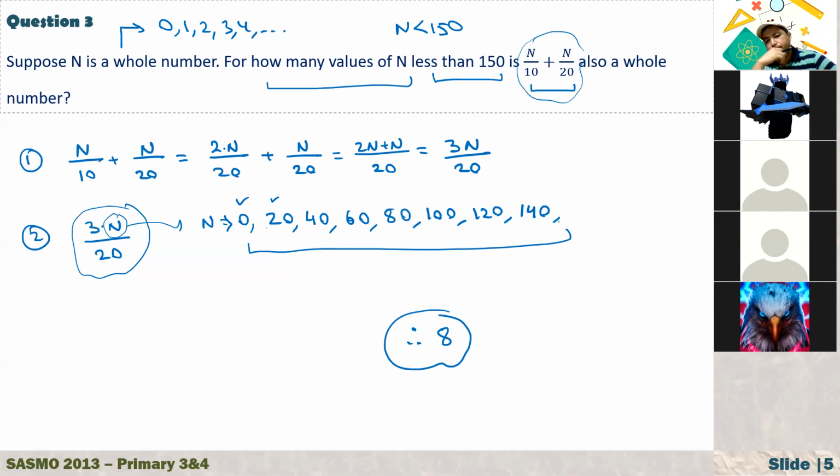No. Which part you didn't understand? The first part. You did n, then you got 2n over 20 plus n over 20. Why did you put 2n? How do you add these two fractions, Sadiq? 1 over 10 plus 1 over 20. Do you know how to add two fractions?